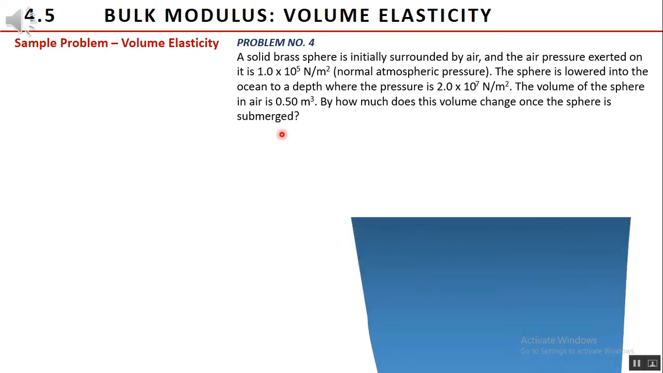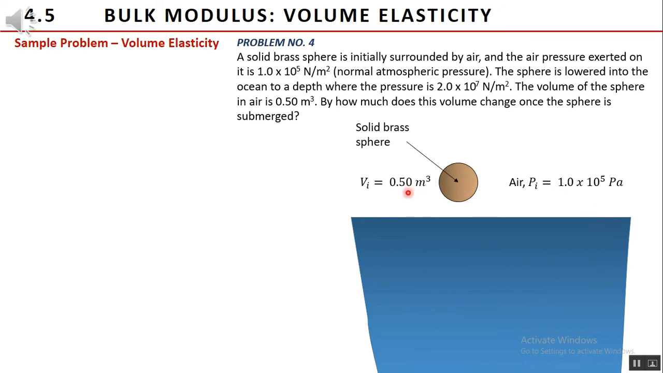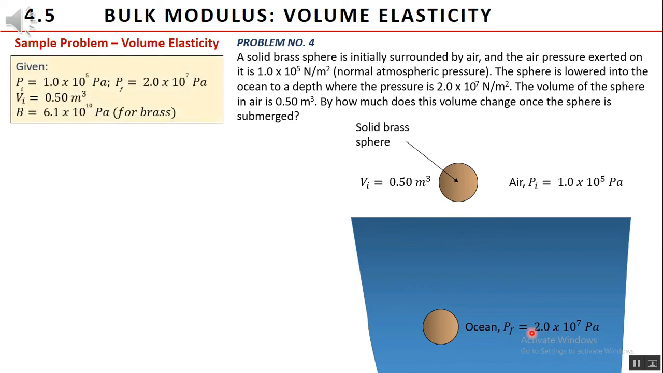So imagine this is the ocean. Above the ocean is our atmosphere. The atmospheric pressure is 1 × 10⁵ pascals. This is also the initial pressure exerted on the solid brass sphere of initial volume 0.5 cubic meter, when it is exposed to the atmosphere. Once we submerge this in the ocean, this pressure will become 2 × 10⁷ pascals. The bulk modulus of the brass is 6.1 × 10¹⁰ pascals.